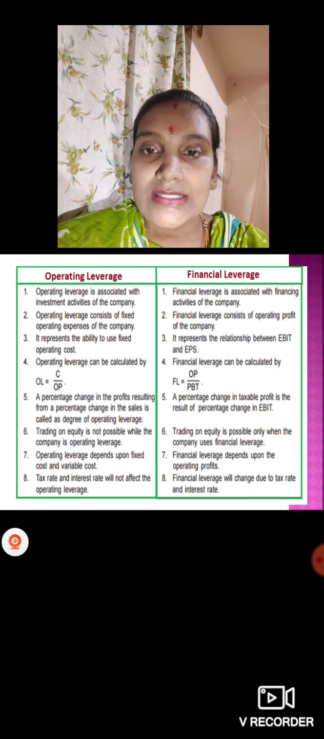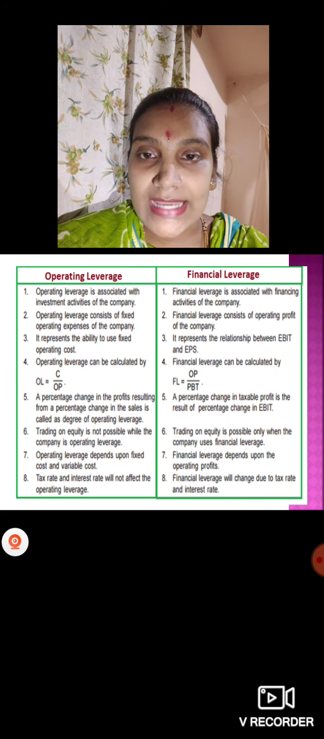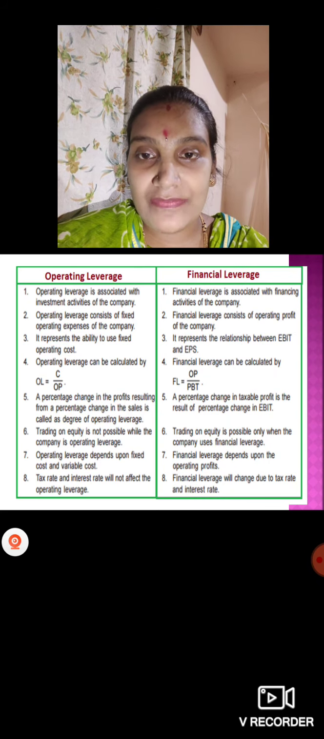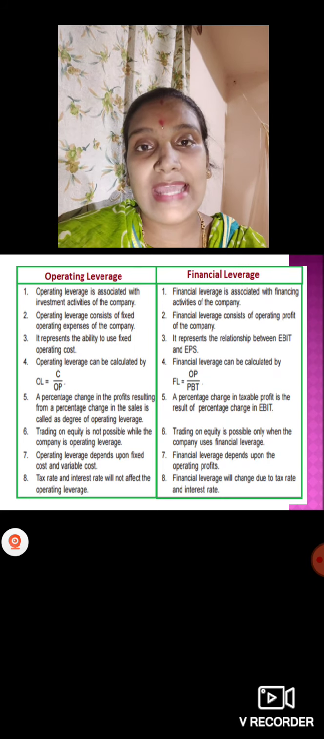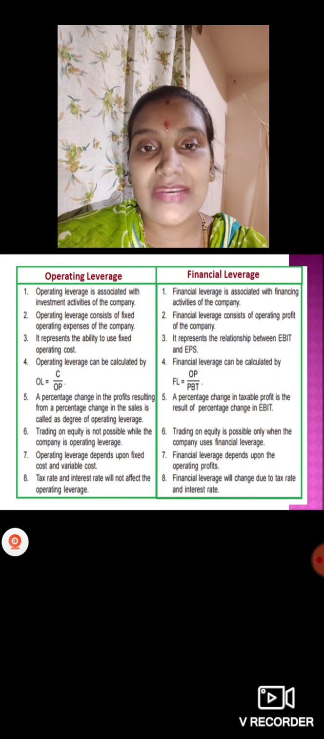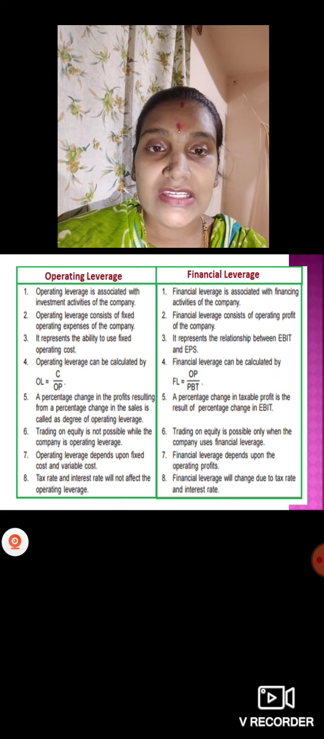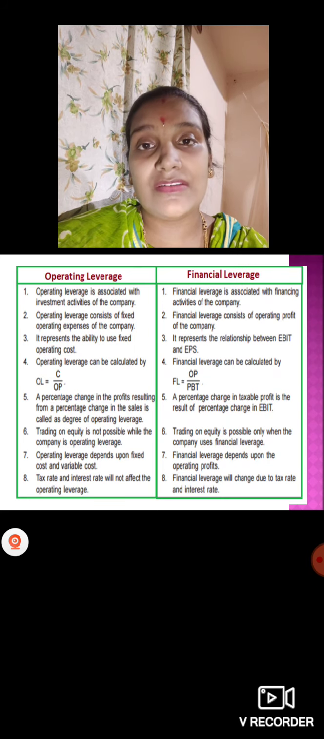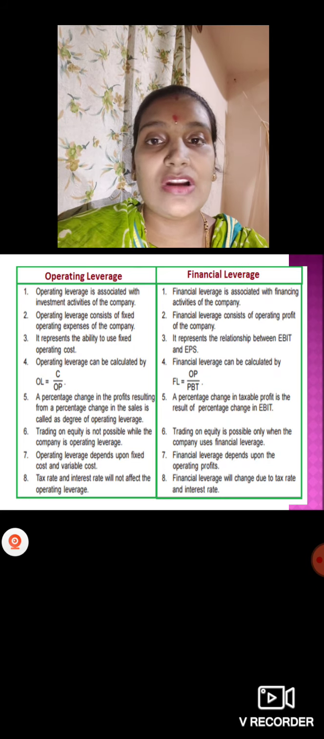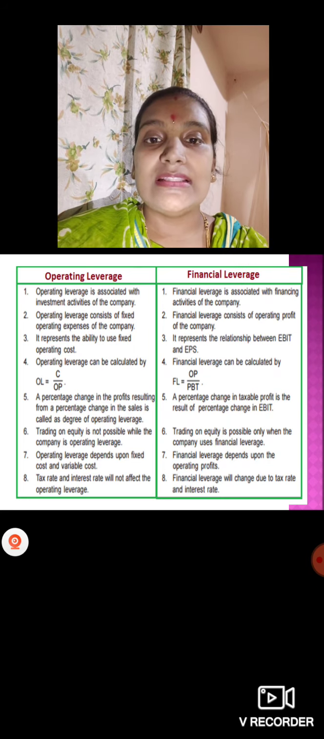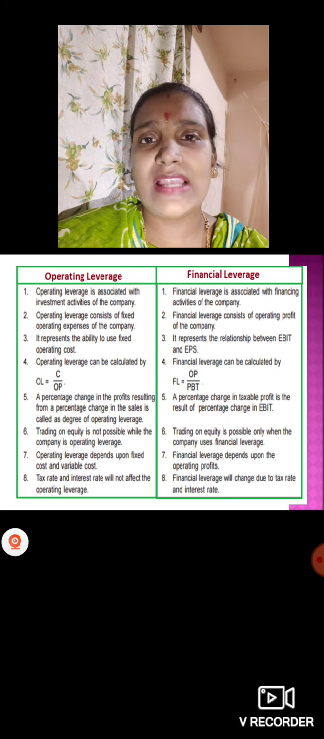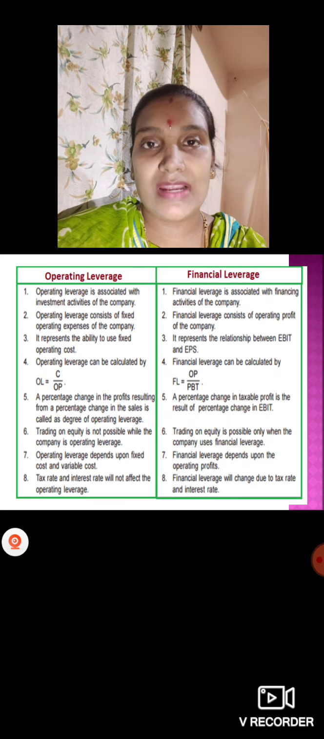Okay, the next and last one: tax rate and interest rate will not affect the operating leverage. While calculating operating leverage, you won't concentrate on either tax rate or interest rate. But in financial leverage, changes in the tax rate as well as changes in the interest rate will affect the financial leverage. Any change in the interest rate or tax rate will not affect our operating leverage, but for financial leverage, both will affect. These are some of the differences we have. Maximum they'll ask for 5 marks, so you can remember 5 differences, I suppose.